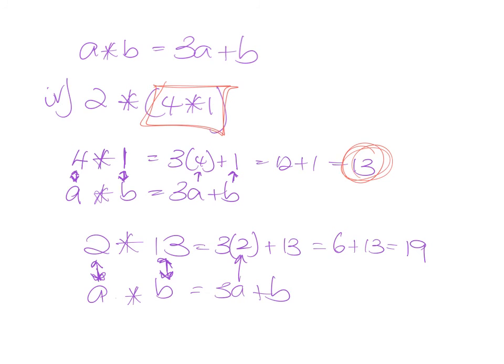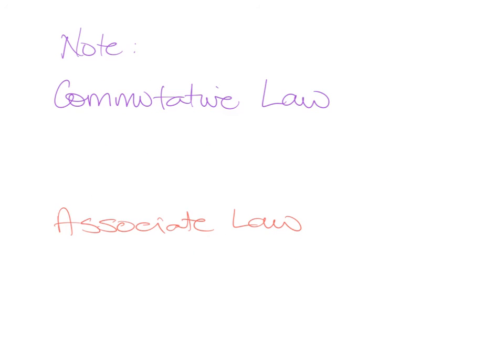Okay, note in binary operations, when you work out A star B and it works out to be the same thing as B star A, then it's said to be commutative. So if you worked out 2 star 4 and you worked out 4 star 2 and you got the same answer, then it's said to be commutative. It will not always work out to be the same answer, but if it does, then it is said to be commutative.